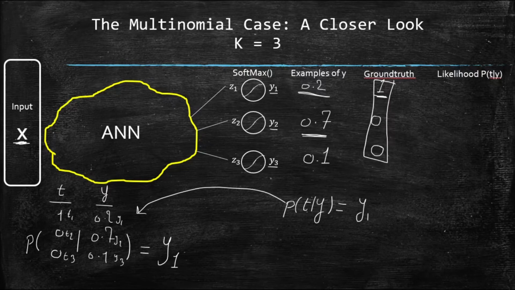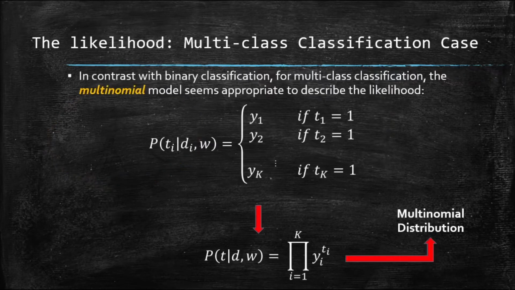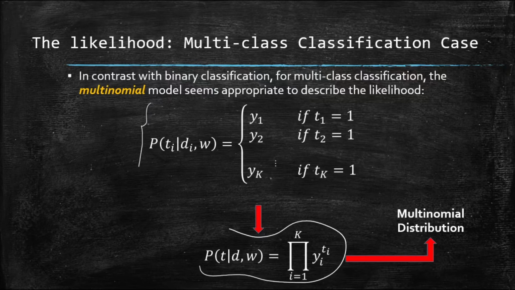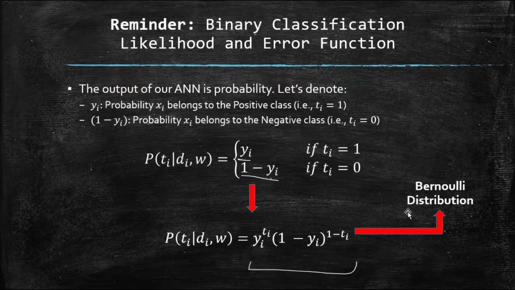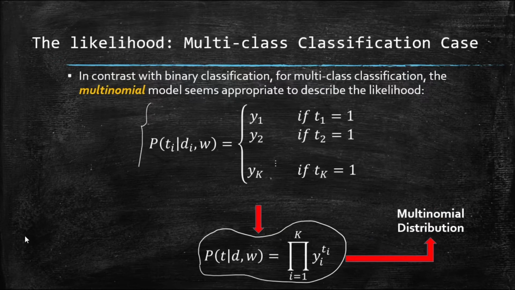Given t1 being 1, I want this likelihood to have the value y sub 1. Then I want to maximize y sub 1, right? And the same story down there. So the way you can represent this whole section over here is through this expression. Now, this distribution has a name, and it's called the multinomial distribution, just as in binary classification we named this distribution the Bernoulli distribution. So this one right here is called the multinomial distribution.